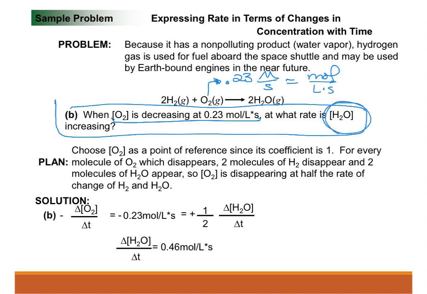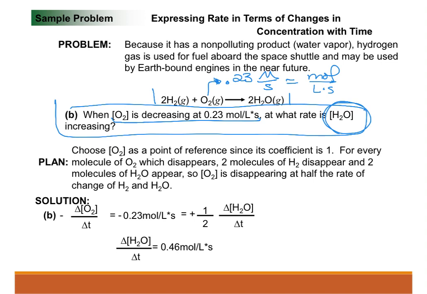This equation is simple and straightforward enough. You don't really have to show your math, but I want you to know how to do that because it won't always be so straightforward. It could be a combustion reaction where you have coefficients of 5 and 13 or 26, and so you'll have to do a little bit of math.